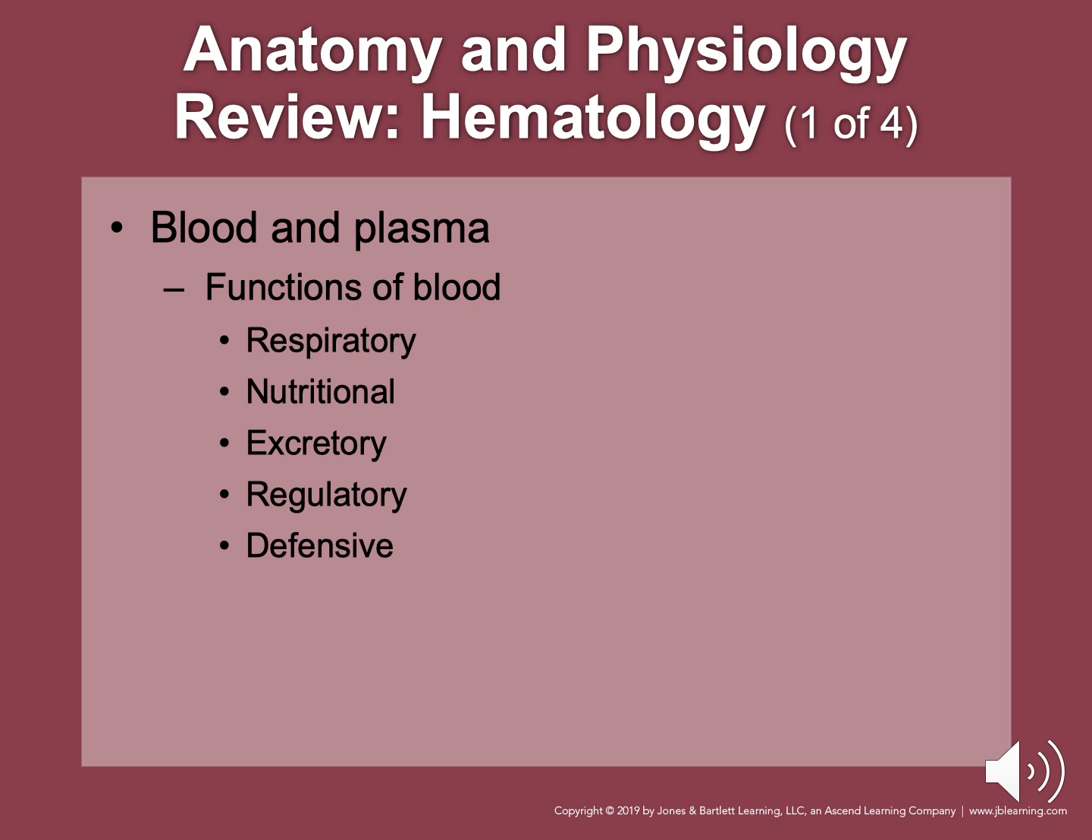Hematology, blood and plasma. The functions of the blood are to transport oxygen from the lungs to the tissues and carbon dioxide from the tissues to the lungs. It carries nutrients to cells throughout the body and removes waste products of metabolism from the cells. It transports hormones to their target organs and transmits excess internal heat to the surface of the body to be dissipated. It also carries defensive cells.